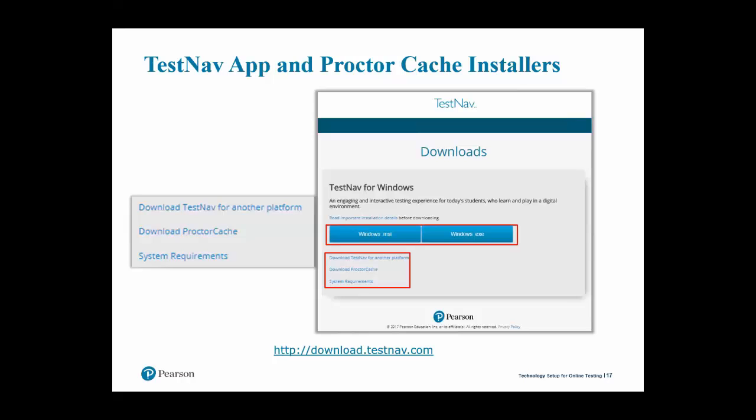This is also where you'll go to download the Proctor caching software. And again, remember, you're downloading the Proctor caching software only on those computers that you've designated as the Proctor caching computer. And again, it's up to you if you're doing it at the campus level or if you're going to do it at the district level. Okay? And there's also a link here to the system requirements.